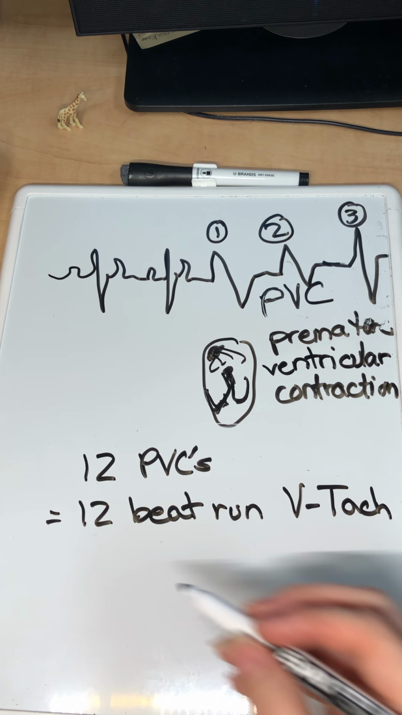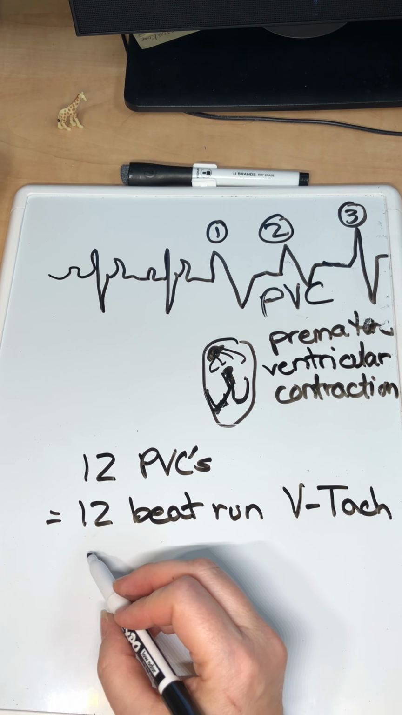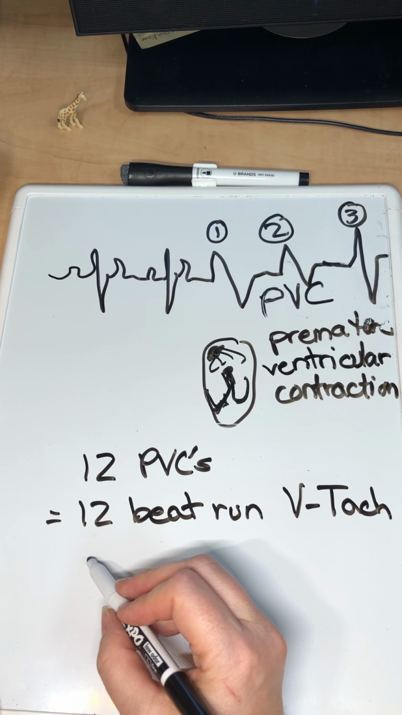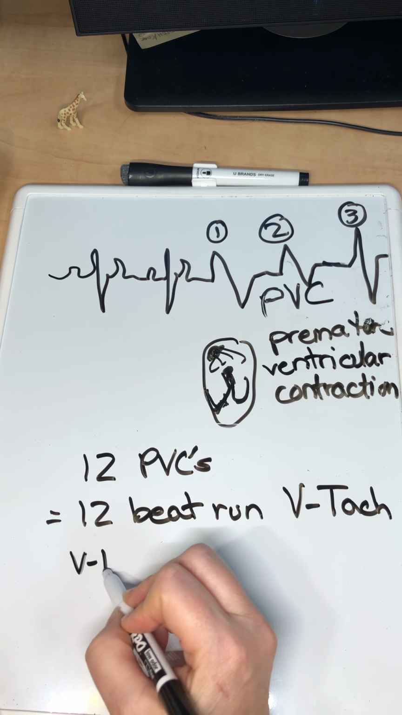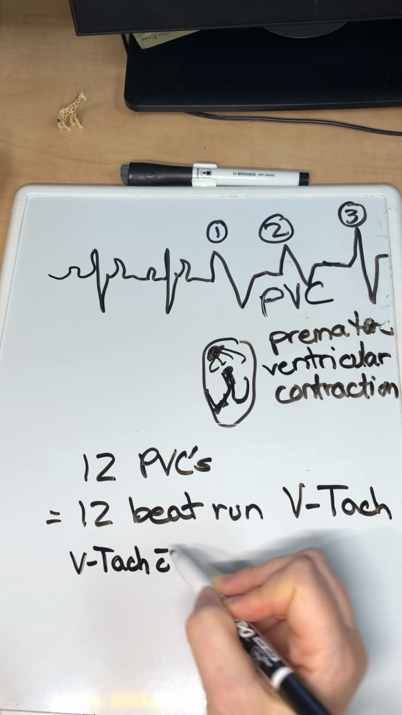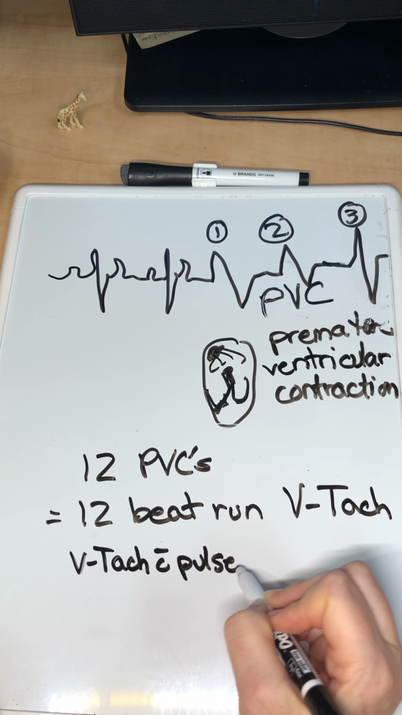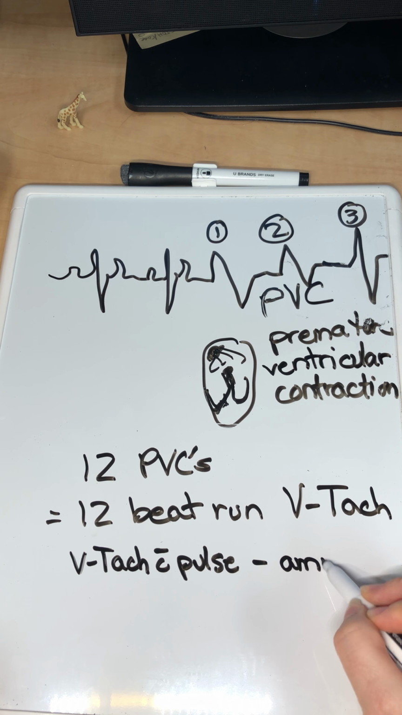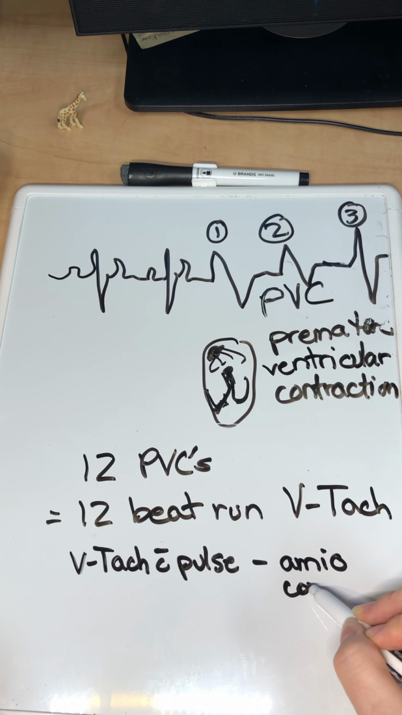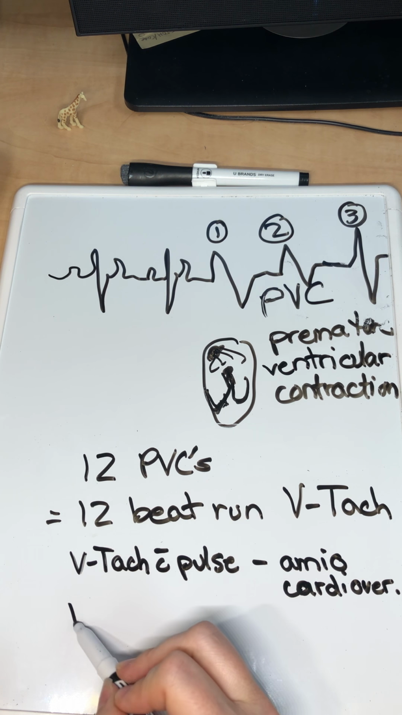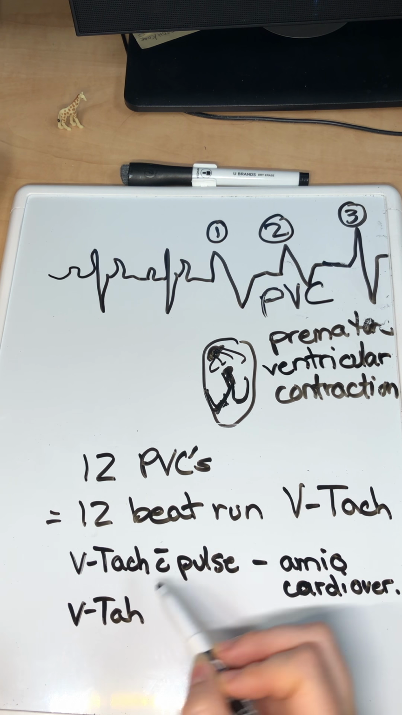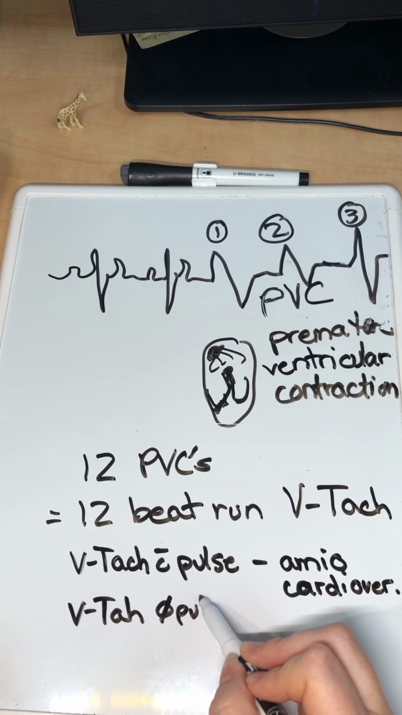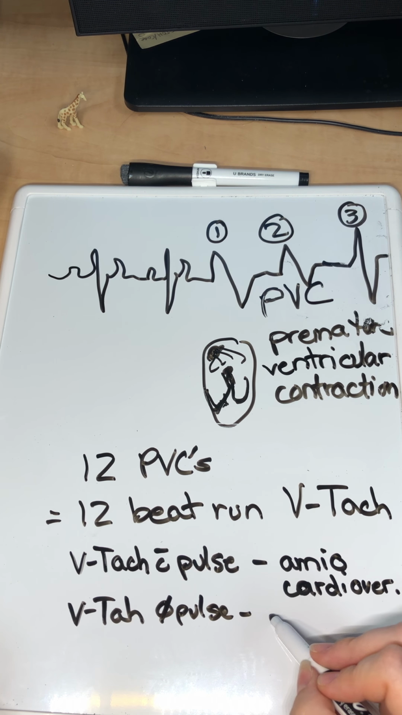So there is VTAC with a pulse. And what do you want to do for that? Well, you want to give amiodarone, and you consider cardioversion. VTAC, no pulse, defibrillate.